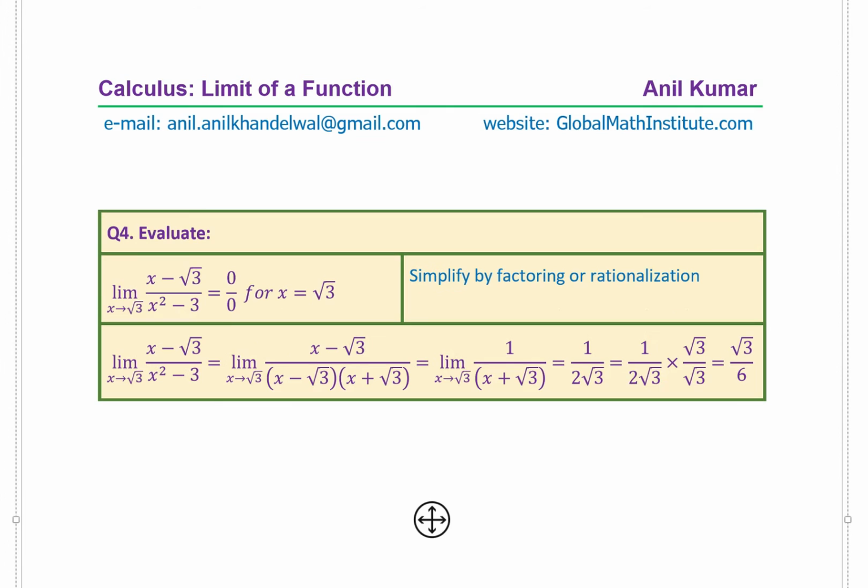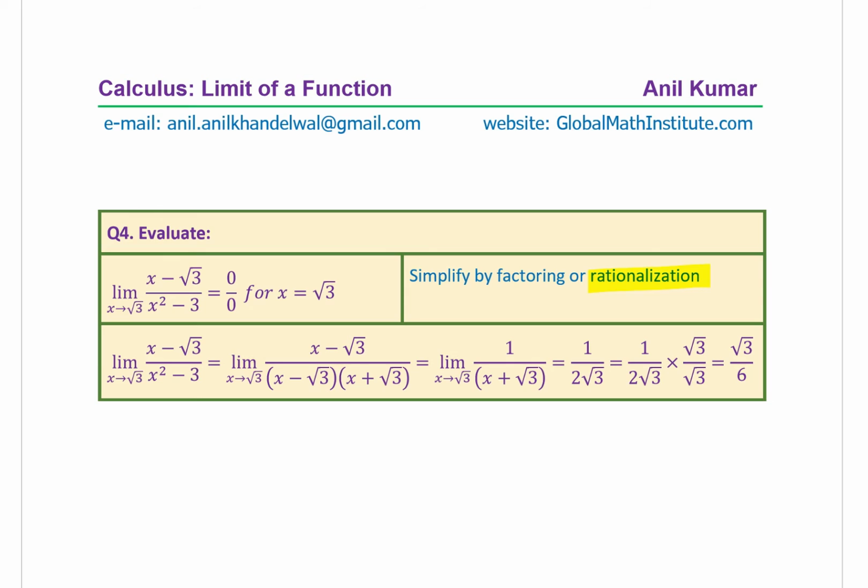Now here is another example. Again, we have a function which needs some strategy. Limit of x minus square root 3 over x square minus 3, where x approaches square root of 3. If I substitute square root of 3 for x, I get 0 over 0. Perfect. So that means it is indeterminate. Whenever you have a square root function involved, the best strategy is to rationalize. So in this particular case, we could definitely do rationalization, and once you rationalize, it can be simplified.